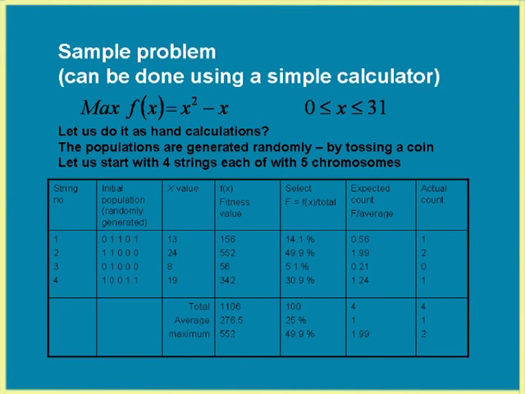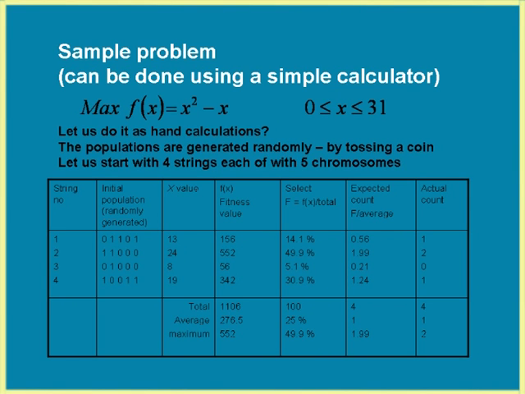This is my sample problem which I can do using a simple calculator, right? Let us consider an objective function: maximize f of x equal to x square minus x. I have one constraint, that my x varies between 0 to 31. Now let us do this using hand calculation.